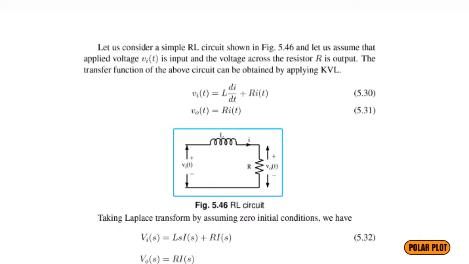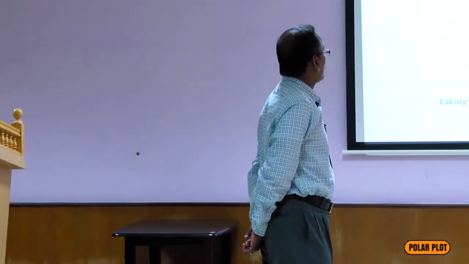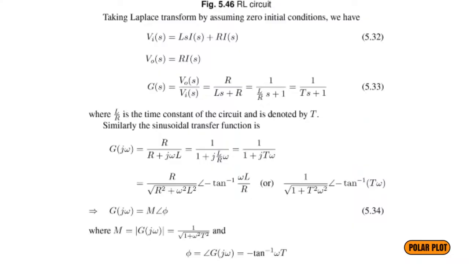If you consider an RL circuit, if you write KVL for the RL circuit, we will get the input voltage equal to L di/dt plus Ri. That is the KVL. If you assume the voltage across the resistance is the output, V0 equal to R i of t, and obtain the transfer function, it is nothing but a first order transfer function, V0 by Vi equal to 1 by tau s plus 1, where tau equal to L by R.